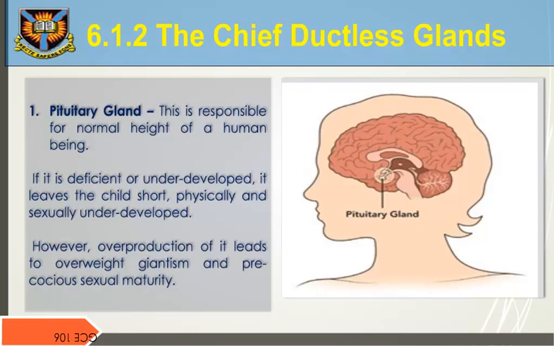The chief ductless glands. 1. The pituitary gland. This is responsible for normal height of a human being. If it is deficient or underdeveloped, it leaves the child short, physically and sexually underdeveloped. However, overproduction of it leads to overweight, gigantism, and precocious sexual maturity.